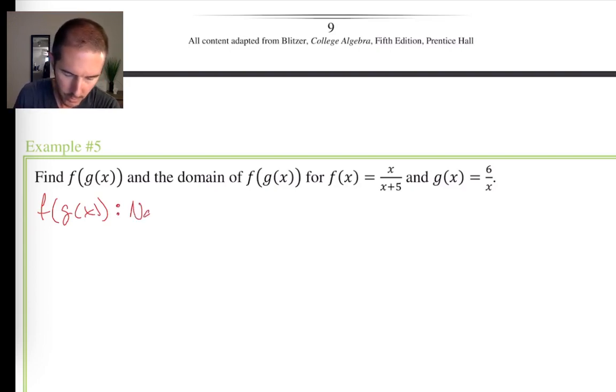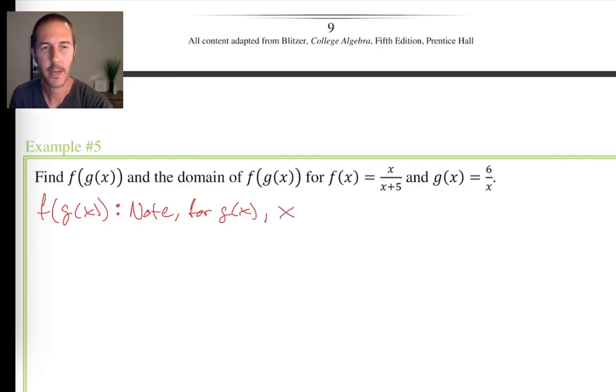Note, for g of x, have a look at g of x. What x value don't we want to plug into the g of x function? We don't want to cause division by 0 in a rational function, so make sure you don't plug in an x value of 0 into your g of x function. So I'm going to put a note that says x is not allowed to equal 0.